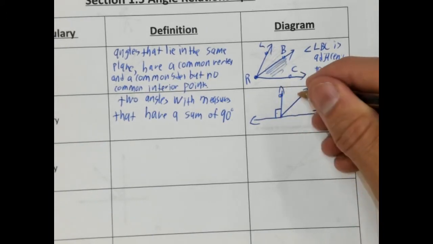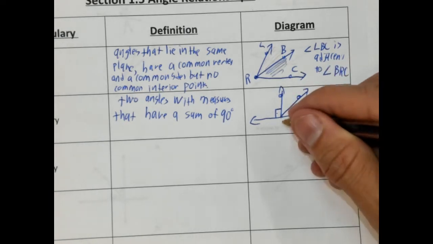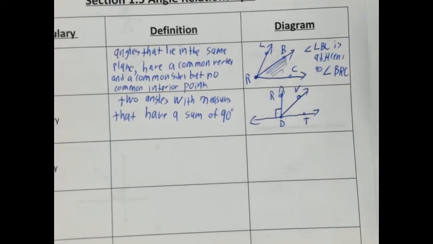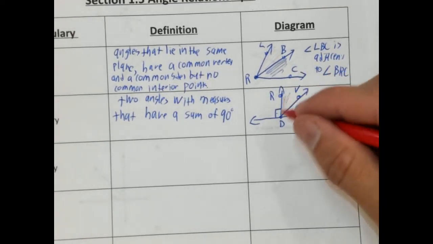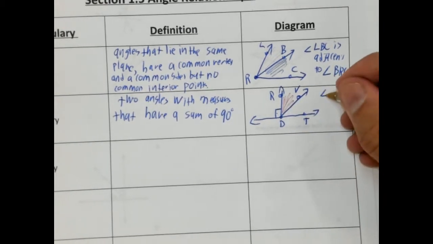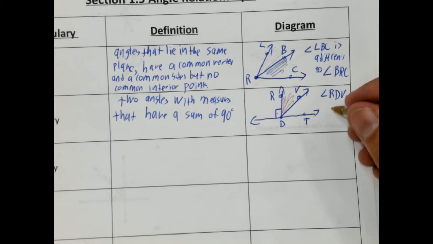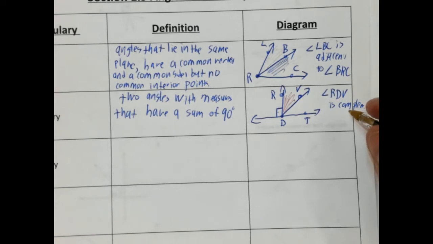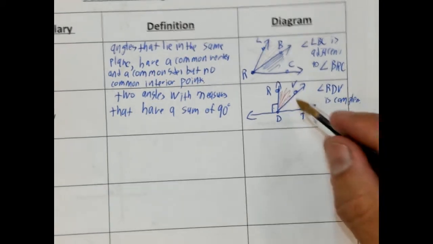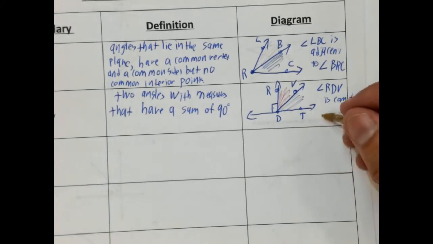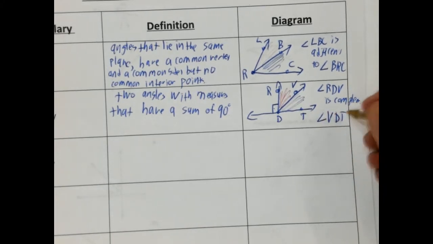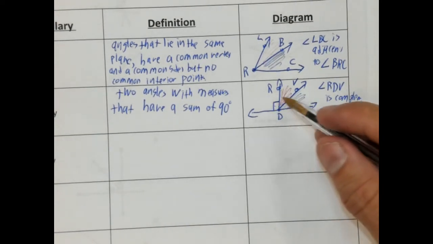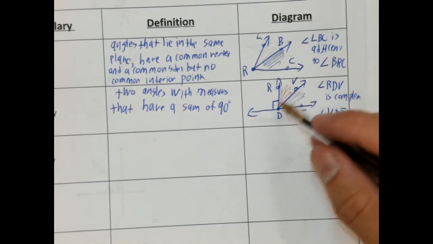So we'll call this angle, let's do something similar, we'll go with R, D, V, T. So angle RDV, this one right here, is complementary. Sorry, I ran out of room there. So angle RDV is complementary to angle VDT. We know these have to add up to 90, because we know this is 90, that means this other half has to be 90, and guess what? They're going to add up to 90.